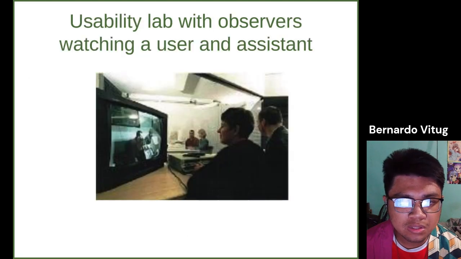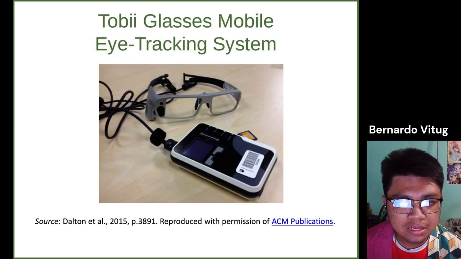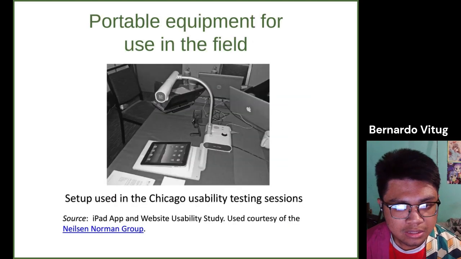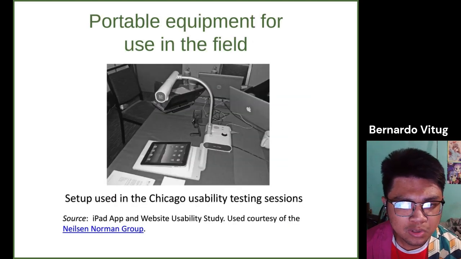Now, let's move on to a usability lab with observers watching a user and an assistant. There are several things used in the experiment to see how users behave. One of which is Tobii Glasses, a mobile eye tracking system, which allows the facilitators to see what the user is looking at. Next, we have portable equipment for use in the field.